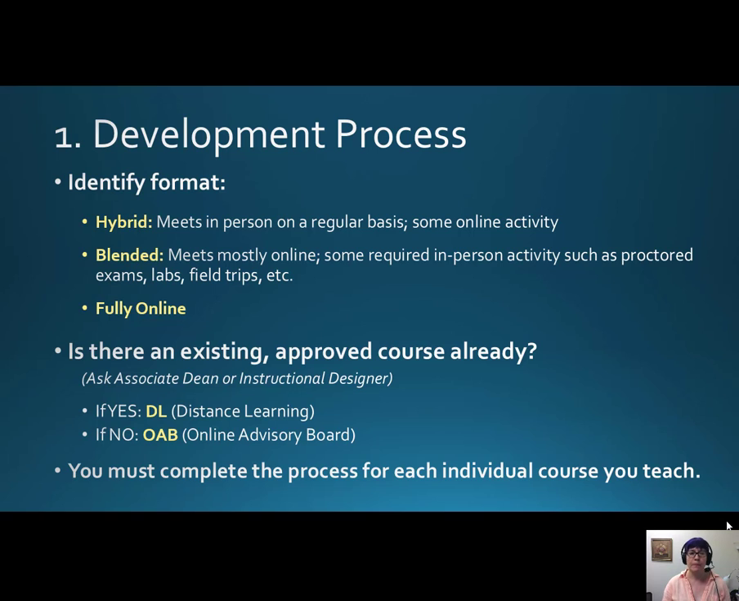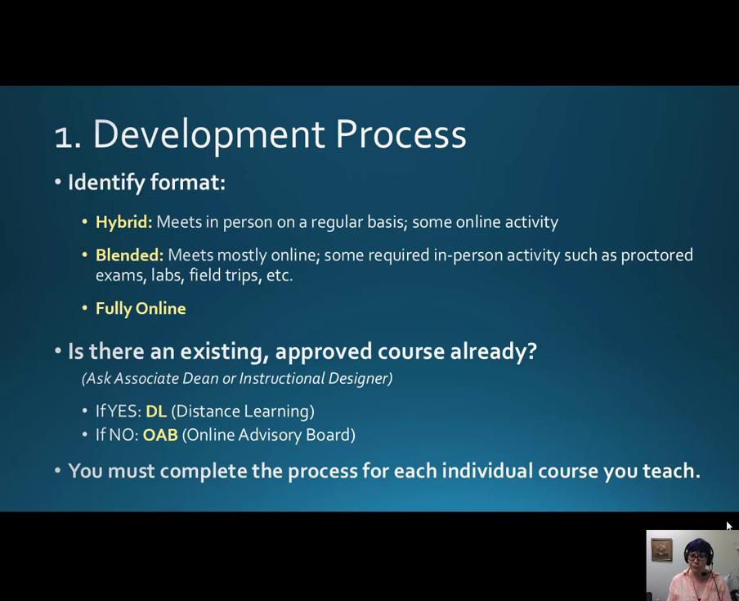some online. People often get confused between the difference between a hybrid class and a blended class. So that's the difference. A blended class meets mostly online, but there's some required in-person activities, such as proctored exams, labs, field trips, etc. So there's some in-person activity. And then, of course, there are fully online classes where the students do everything online. They are not required to take tests in person. They are not required to meet in person at all. So those are the 3 formats that are available.